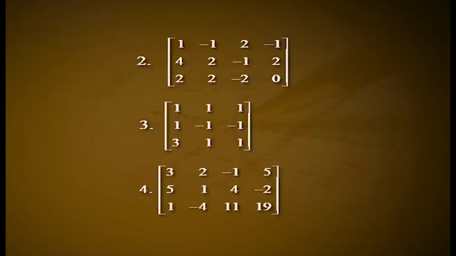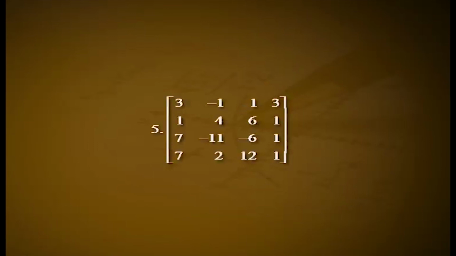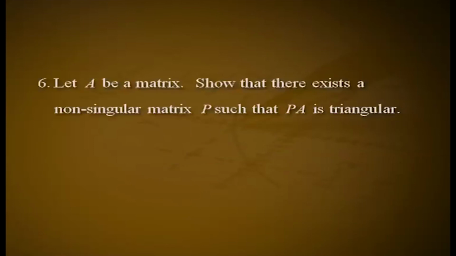4. Matrix 3 2 minus 1 5 5 1 4 minus 2 1 minus 4 11 19. 5. Matrix 3 minus 1 1 3 1 4 6 1 7 minus 11 minus 6 1 7 2 12. 1. Let A be a matrix. Show that there exists a non-singular matrix P such that PA is triangular.